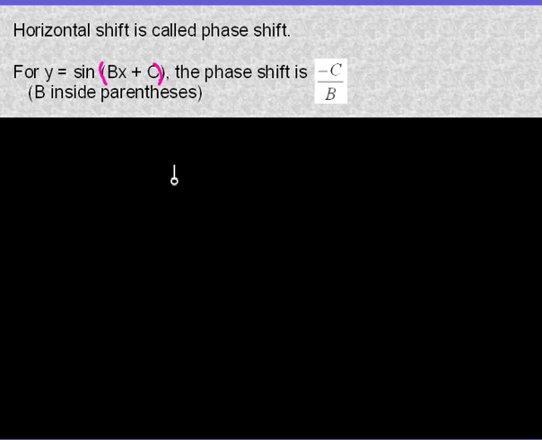Just like our regular functions, quadratic and rational and radical, all the functions that we've had this year, whenever you have a horizontal shift, x plus 2 squared is a horizontal shift to the left. So that's why this is going to be a shift to the left, and that is why we have this negative sign in front of the C. That's going to give us a left shift.